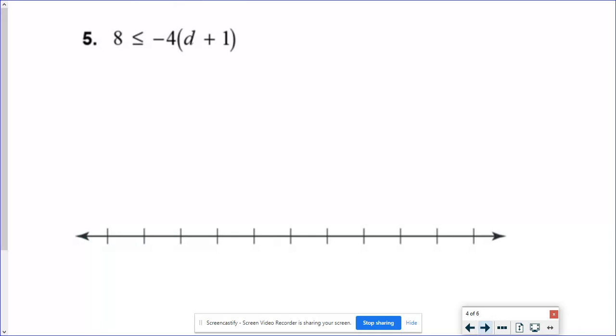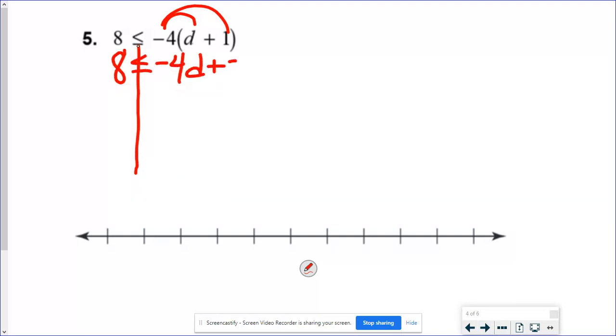For number 5, we're going to be distributing first to simplify this. So when we do that, we're going to get that 8 is less than or equal to negative 4d plus a negative 4, or just minus 4. And then to get rid of the negative 4 that's being added at the end, I would use a positive 4.